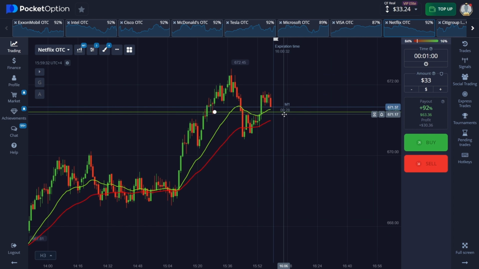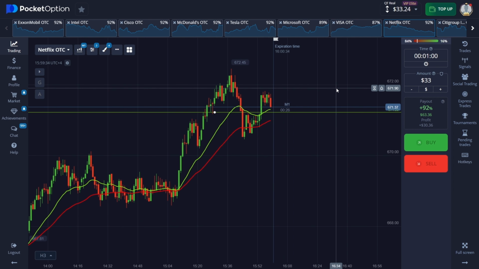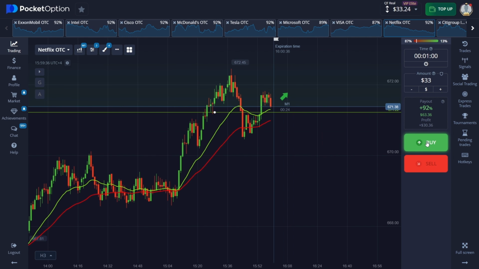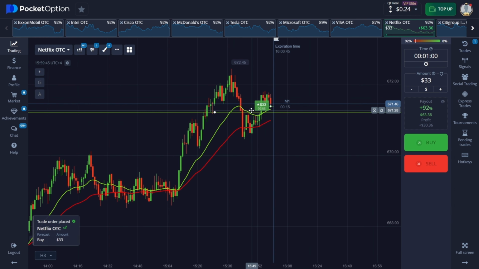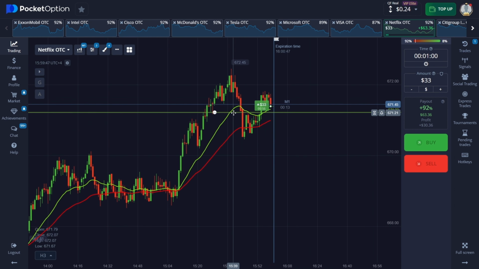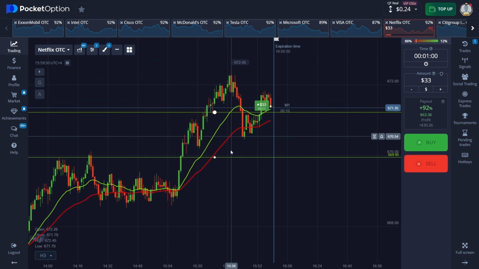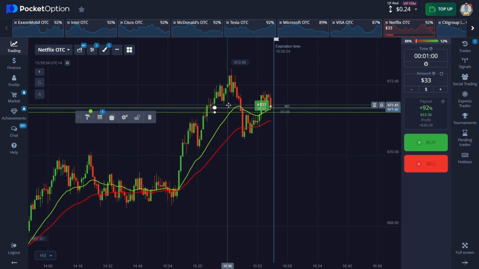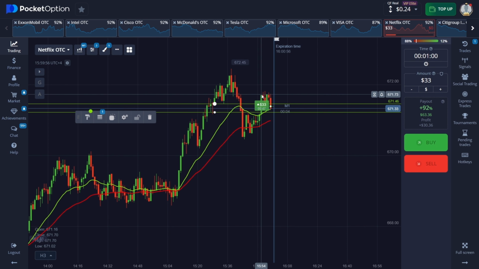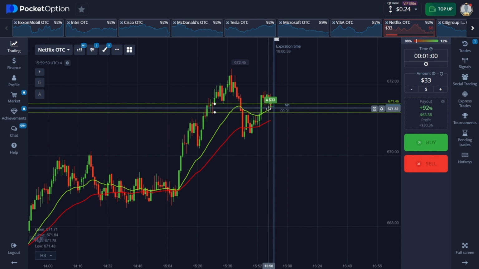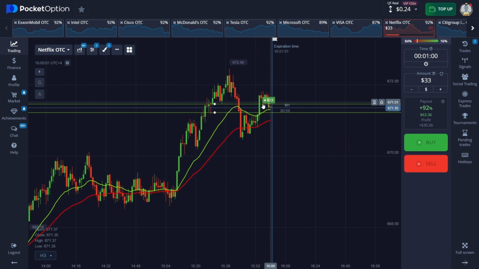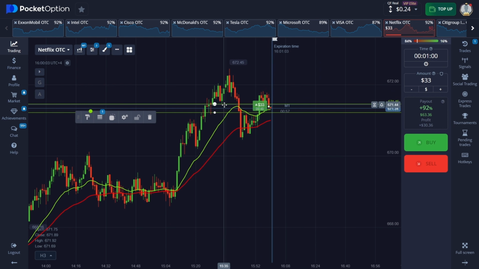Here we have a trade on Netflix OTC for the upside move based on the moving average and an uptrend. You can also see a support level. So I took a trade on Netflix OTC for the upside move for $33. Currently, the trade is not going in our favor, but there is a good uptrend and the moving average supports it. This candle should become a green candle.